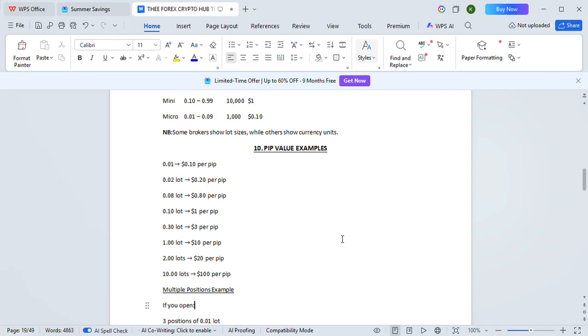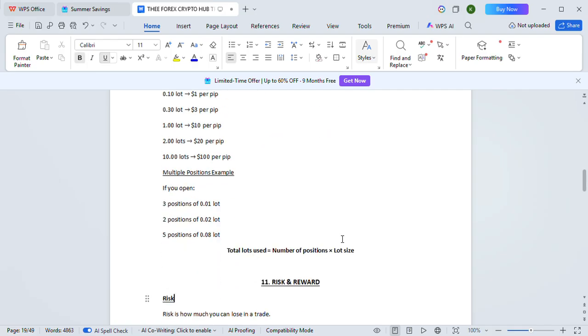Remember, one lot is equivalent to $0.1. So it's 0.1 times 0.03. So you're going to get the total lot value. In that case, it will be $0.3. Then now times the number of pips you're going to gain in that trade.